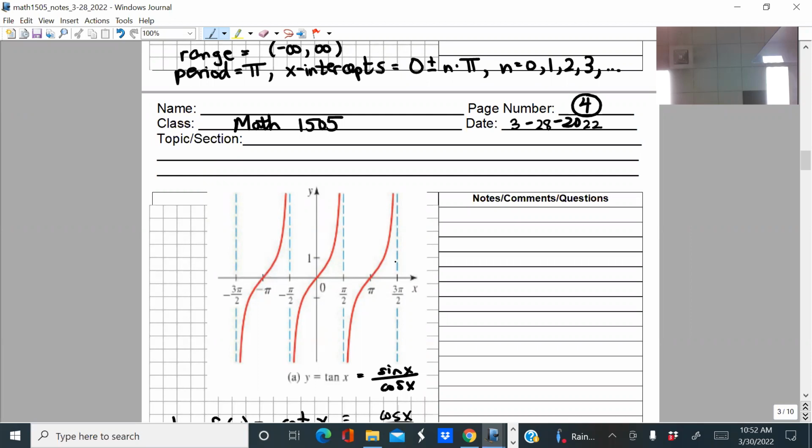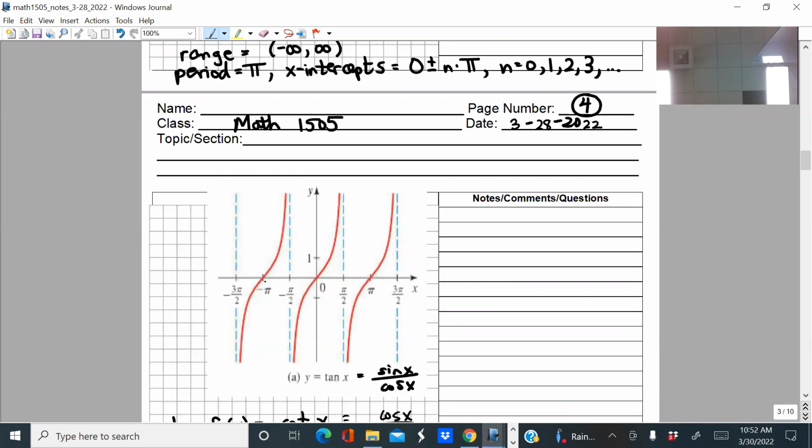So you have breaks in the curve at all of these locations: pi over 2, 3 pi over 2, 5 pi over 2. Any place where cosine is 0, you're going to get a break in the graph of the tangent. Otherwise, you just get these increasing branches. The curve is increasing from left to right. It does cross the x-axis several places.